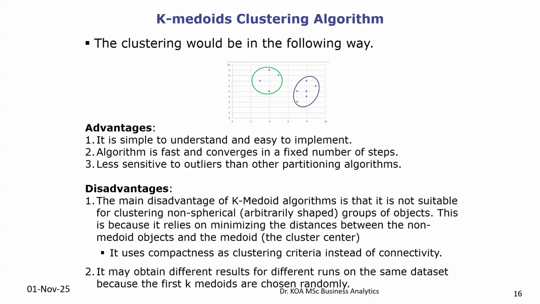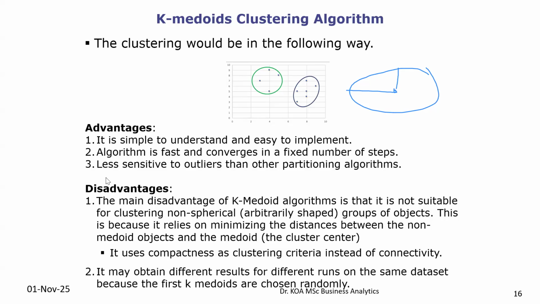And the reason is because it relies on minimizing the distances between the non-medoids and the medoids. If you are minimizing a distance and you look at something that is not spherical, the distances are not circular. So if it is something like this, and you are in the center here, the distance to this point is not going to be the same as the distance to that point. And it uses compactness as the clustering criterion instead of connectivity. And so ideally it's supposed to be dealing with a circular shape so that the distances match in that regard.